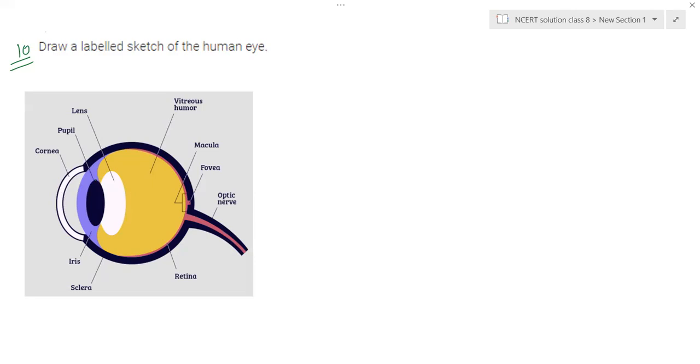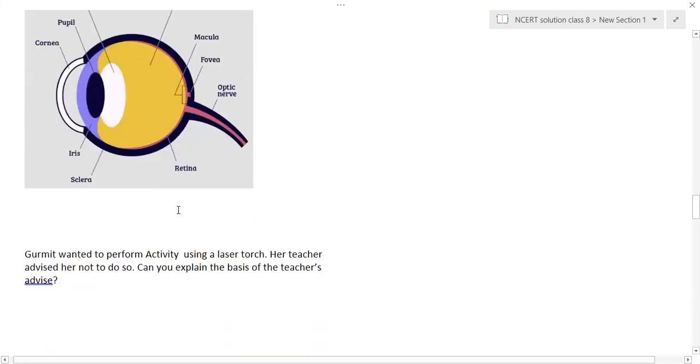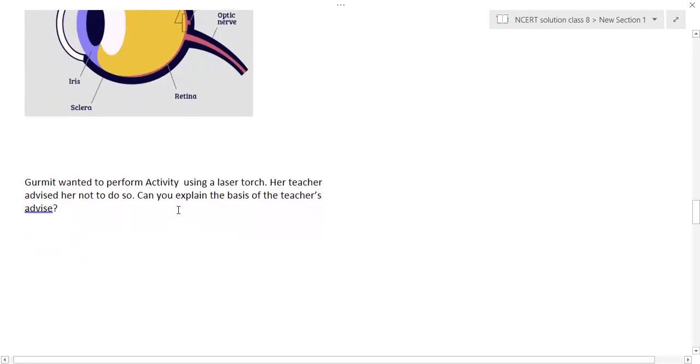According to the marks, you should write at least 4-5 points and label the things very carefully. The fluid between the cornea and the lens is known as aqueous humor. The fluid between the lens and the retina is known as vitreous humor. All of that needs to be taken into account, and try to draw neatly with the help of a pencil. Now, there is another question which is usually not asked, but it can be asked in a different form.